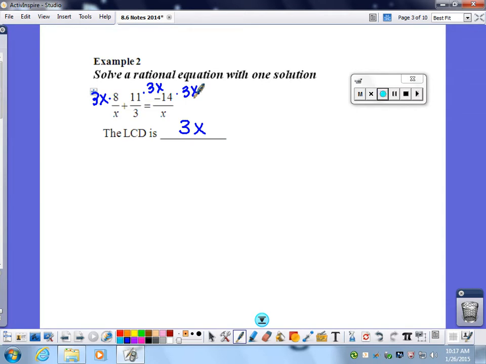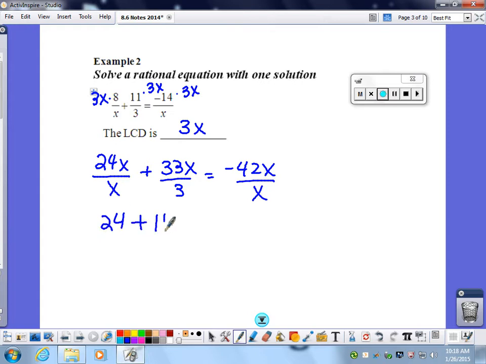So when I clean this up, I'm going to get 24x over x plus 33x over 3 equals negative 42x over x. Now see how each of those expressions can simplify? And when I do simplify, it gets rid of the denominator. That's my whole goal. When you simplify and it doesn't get rid of the denominator, then you haven't multiplied by the least common denominator. You're missing something. All right, so what do I get? I get 24 plus 11x equals negative 42.